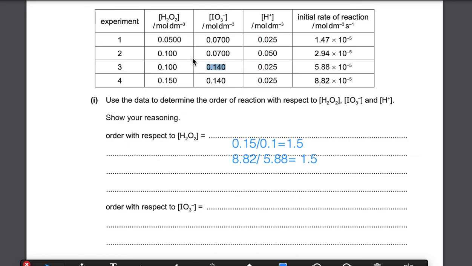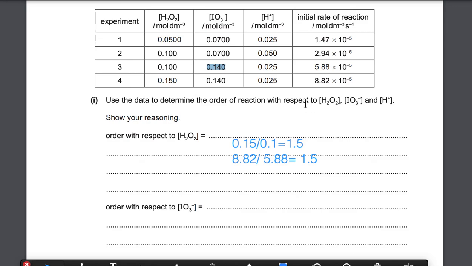Okay, so how about we check for hydrogen ions first, because there's no pair which is similar, which has two different in both of them. So 0.025 to 0.05, this is the same and this is not the same. How about 0.025 and 0.05? This is not the same, this is the same. 0.025 with 0.05, this is not the same and this is not the same.